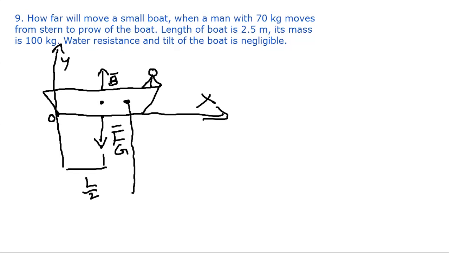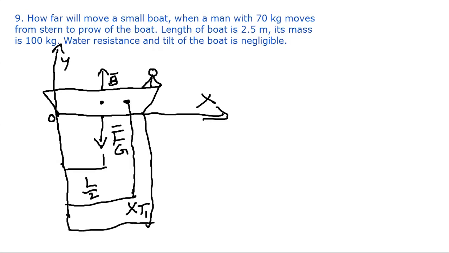The length is, let us call it as x t1. That is the distance where the center of mass of the system is situated from origin. And length of the boat is L. So this is the initial condition. So in this case, we need to find the point at which the center of mass of the system initially is, that is xt1. We have an equation to find it.